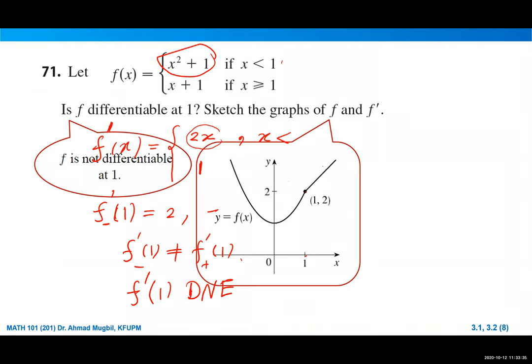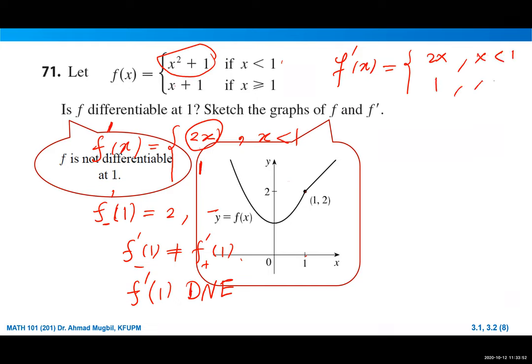Now for the derivative, it is much easier. Look at the derivative. The derivative is 2x when x is less than one. Let me repeat it here. F prime of x is 2x if x is less than one, and it is one if x is greater than one. It is not defined at one.